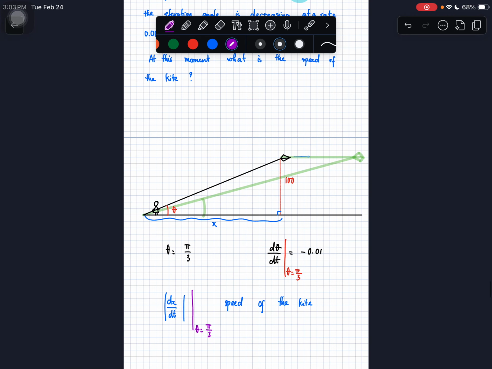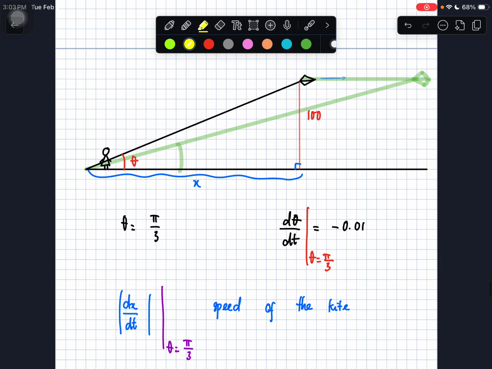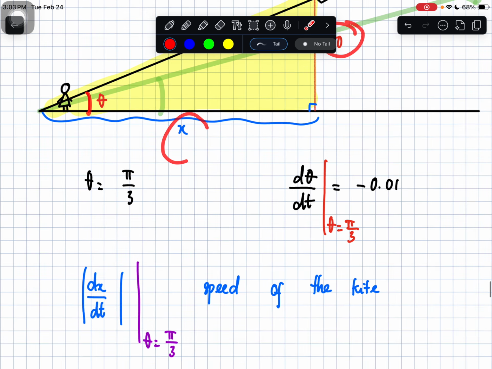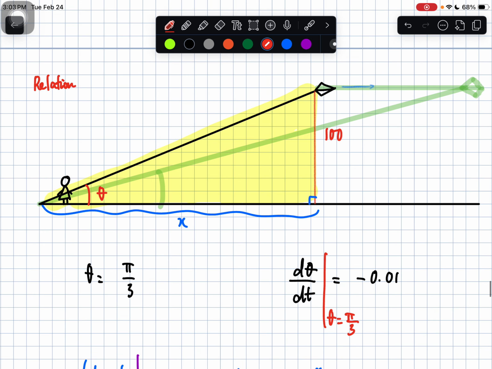Now all we need to do is set up the relation between x and theta. So in this case, let's look at this right triangle. This is a right triangle. You have tangent theta equals 100 over x. That's the relation: tangent theta equals 100 over x.